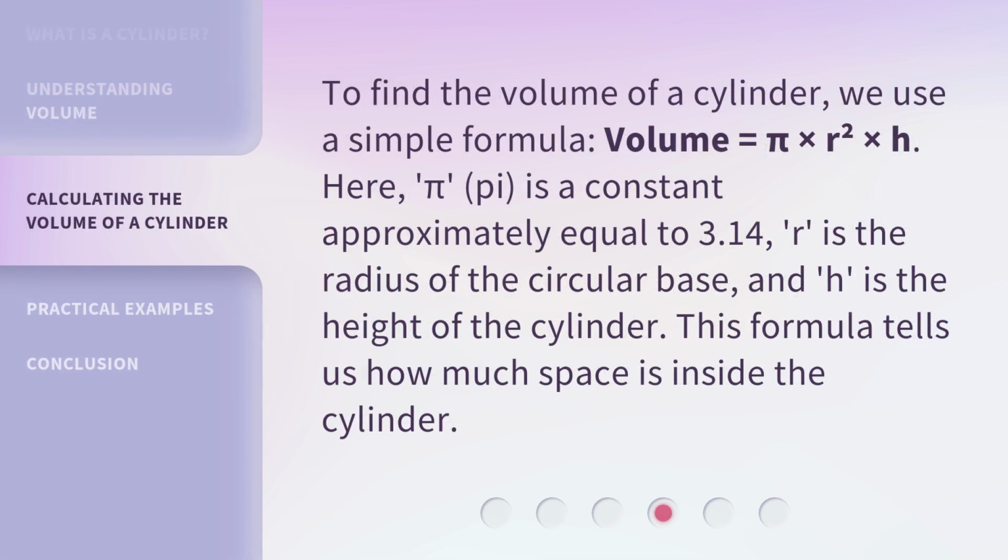To find the volume of a cylinder, we use a simple formula. Volume equals pi times r squared times h. Here, pi is a constant approximately equal to 3.14. R is the radius of the circular base, and h is the height of the cylinder. This formula tells us how much space is inside the cylinder.